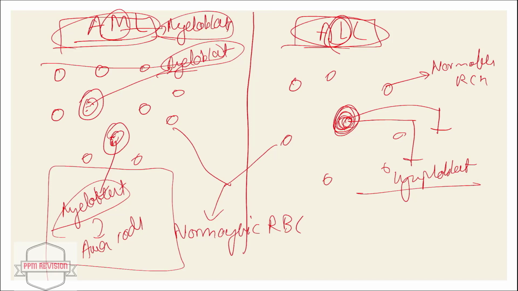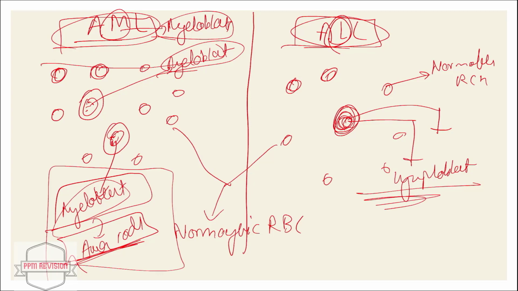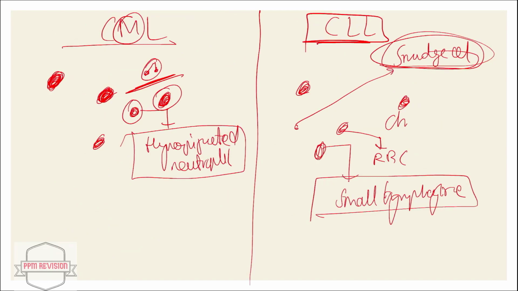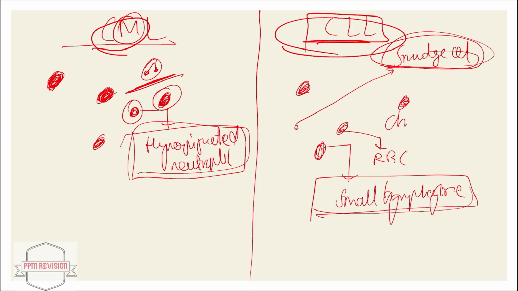Now we'll be looking at AML and ALL. In acute leukemia, there are basically just normocytic RBCs. There's presence of myeloblasts with Auer rods as well, and also lymphoblasts. So there are blasts, myeloblast and lymphoblast. Fine. So now CML and CLL. There are hypersegmented neutrophils present here, and small lymphocytes as well as smudge cells present in CLL.